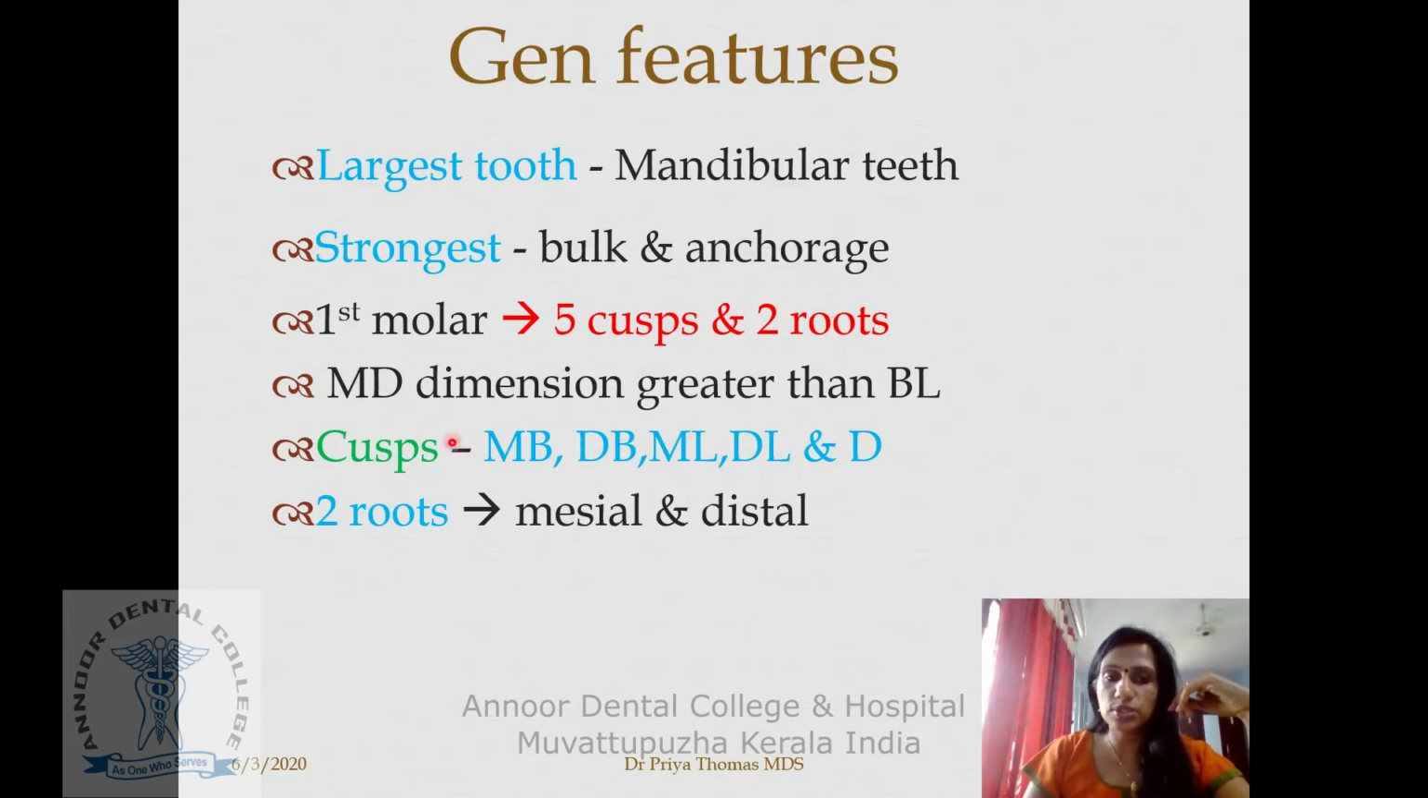It has 2 roots that are positioned towards the mesial and the distal part. So you have a mesial root and a distal root. And when you look at the dimension or the size of the crown, it is wider mesiodistally than buccolingually. So mesiodistally, it is going to have a greater dimension when compared to your buccolingual dimension.